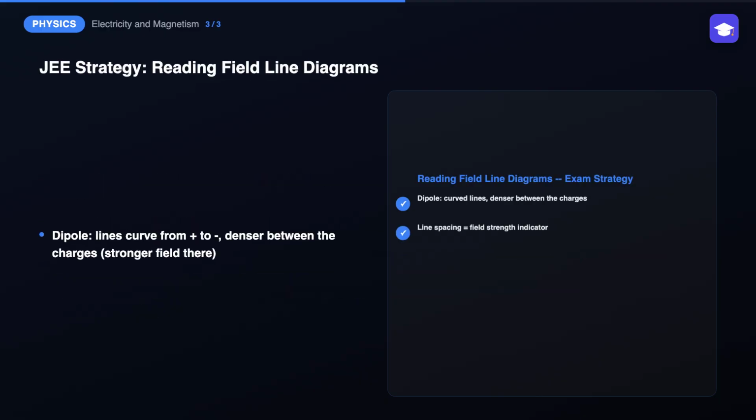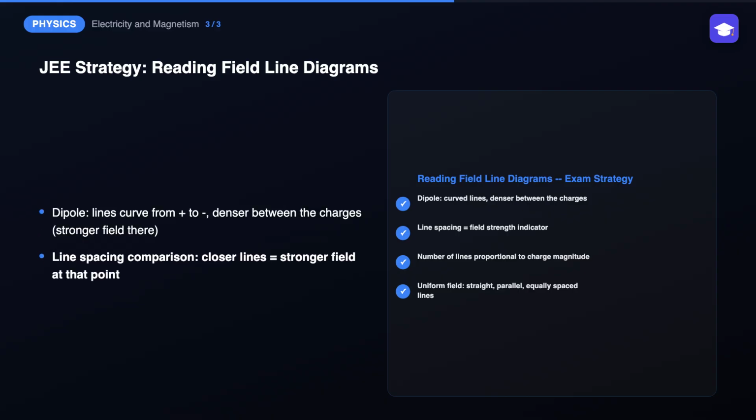For a genuine electric dipole, two equal and opposite charges, field lines emerge from the positive charge and curve around to terminate on the negative charge, and the line density between them is genuinely much higher than the density far away, correctly showing the field is strongest in that specific region between the two charges.